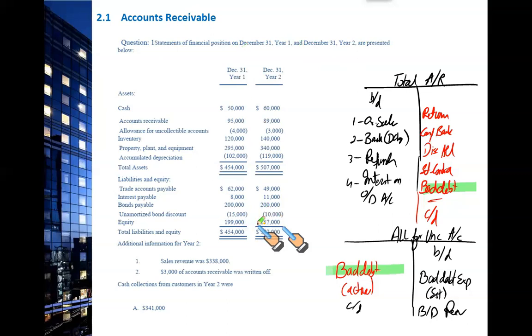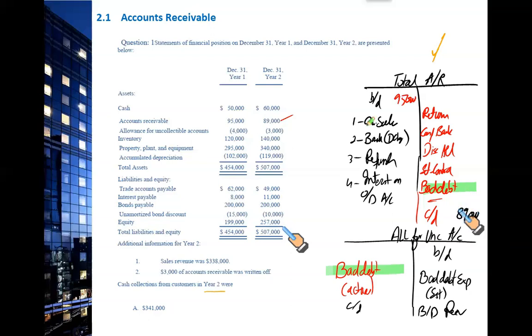Whenever you see a bigger question, it is always recommended to read the specific requirement. It says cash collection from customers in year 2. How much cash have we collected in year 2? So that means we are just focusing on the total account receivable account. Let us plug in the numbers first. We need to have the opening balance of receivables. Do we have it? Yes, we do. Look at this. Opening balance of account receivable is 95,000 right here. And do we have the closing balance also? Yes, just opposite to the opening, you have closing 89. You report it here.